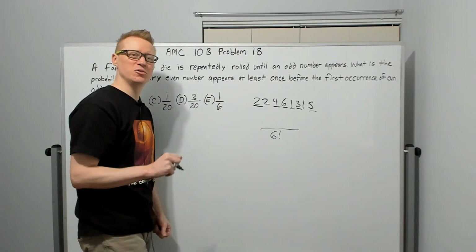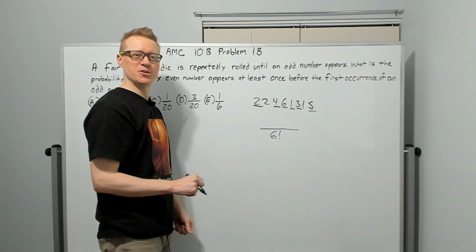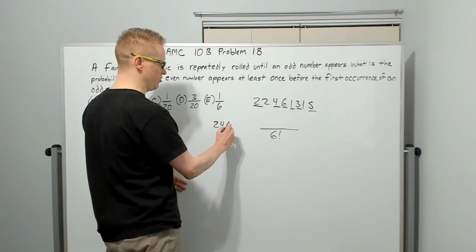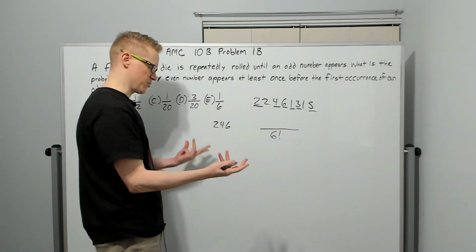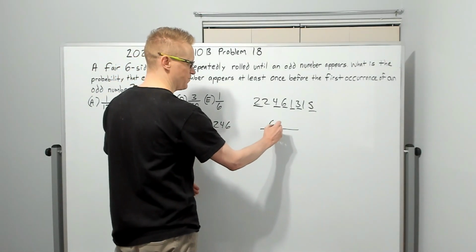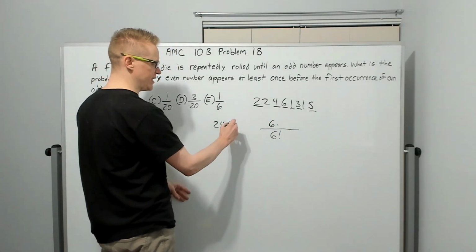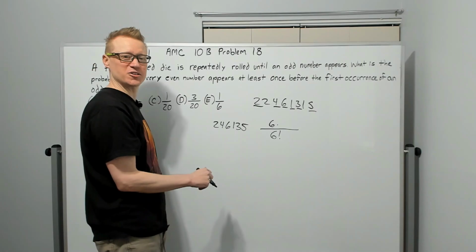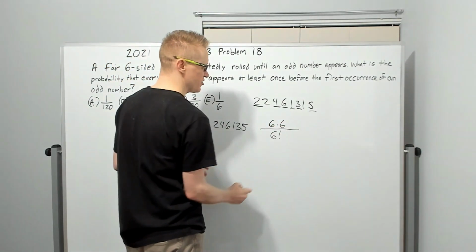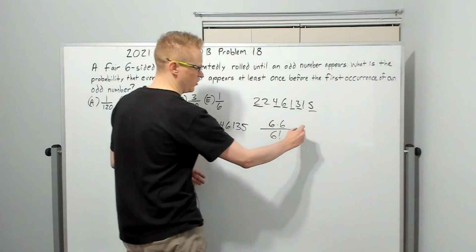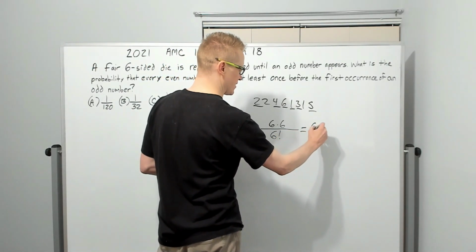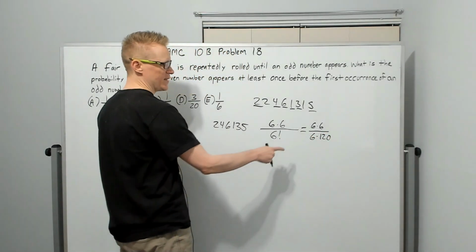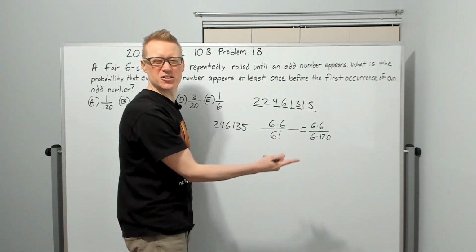How many of those ways have all of the even numbers come first? Well, if you take your even numbers, 2, 4, 6, how many arrangements do they have? 3 factorial, that's going to be 6. Then, afterwards, you would need to have your odd numbers make their first appearance, and they also have 3 factorial arrangements, which is 6. So now let's go ahead and simplify. This will be 6 times 6 over 6 times 120. 6 times 120, 5 factorial is 120.